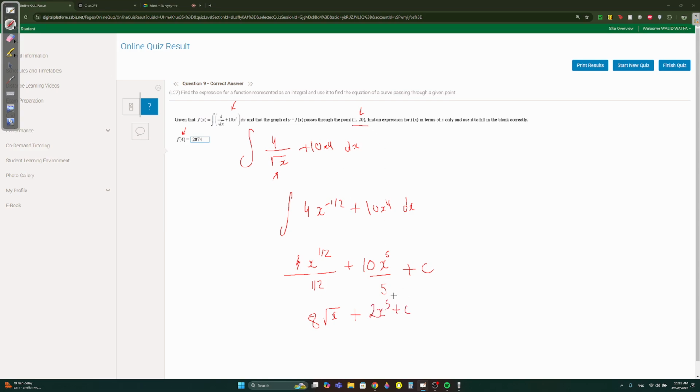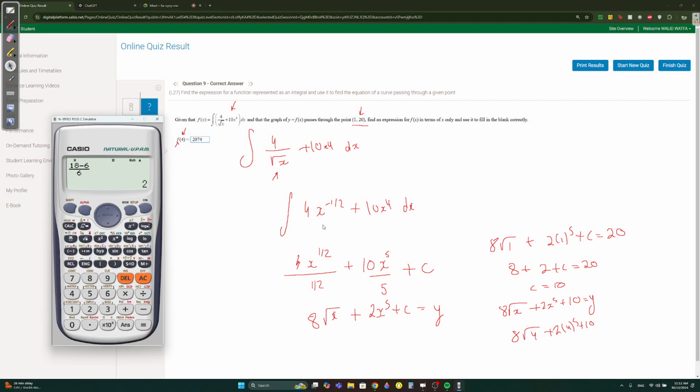They said it passes through (1, 20). So we're going to substitute (1, 20). So 8 root 1 plus 2 times 1 to the power 5 plus c is equal to 20. So you're going to get 8 plus 2 plus c is equal to 20. So c is equal to 10. So the expression is actually 8 root x plus 2x to the power 5 plus 10 equal to y. So let's substitute 4. You're going to get 8 root 4 plus 2 times 4 to the power 5 plus 10. Let's do it in our calculator. 8 root 4 is 16 plus 2 times 4 to the power of 5 plus 10, 2074. Okay.